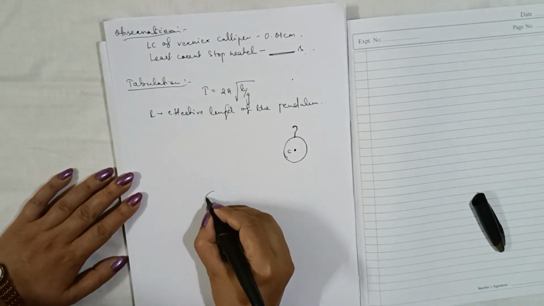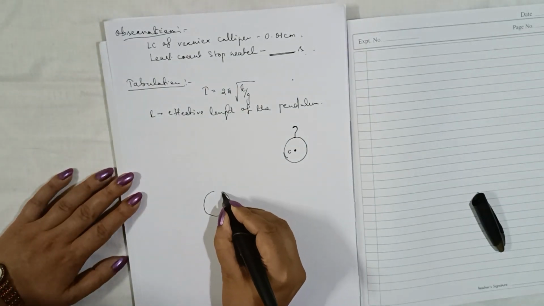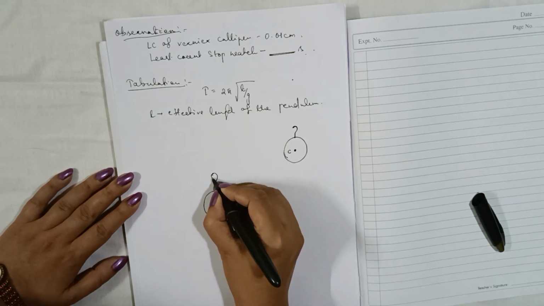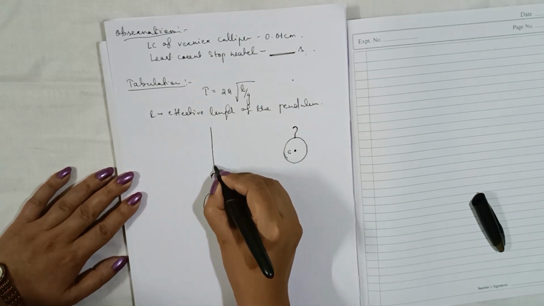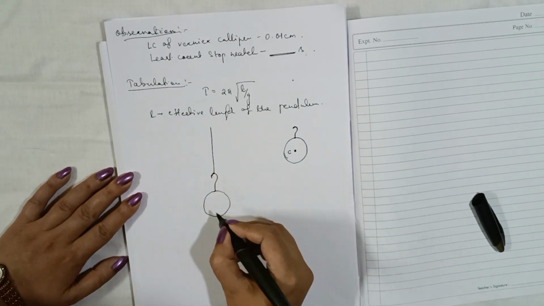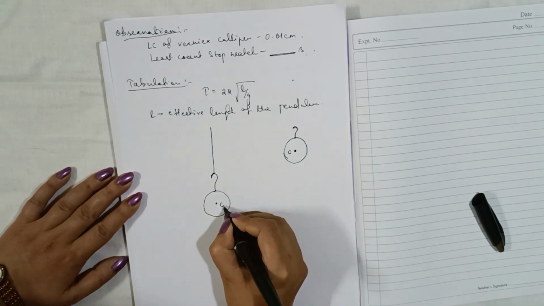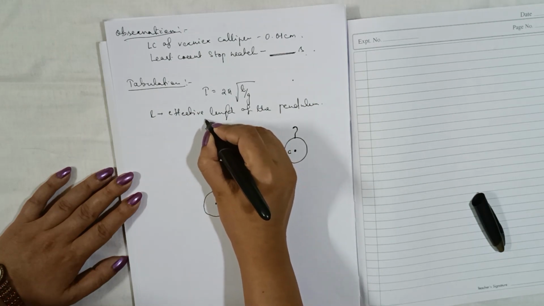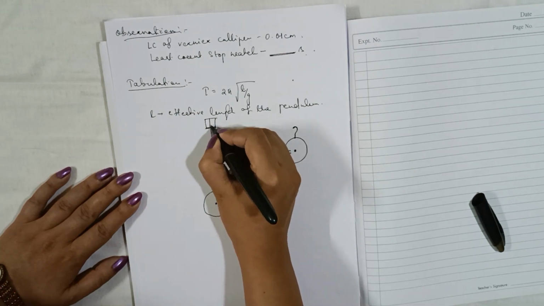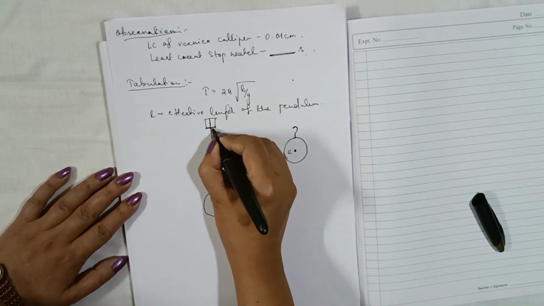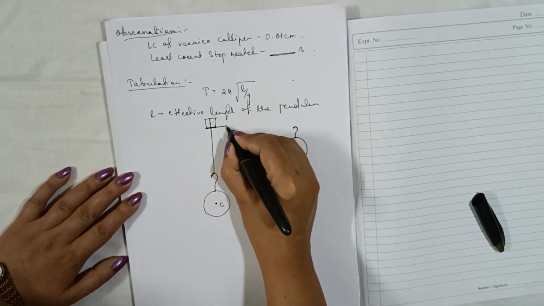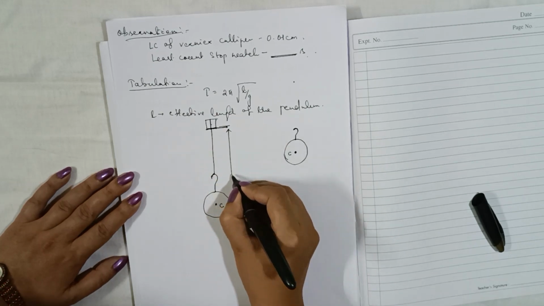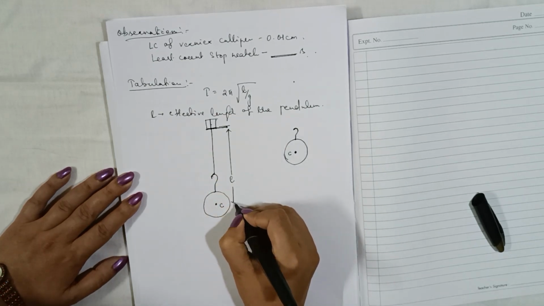Let me draw the diagram again. This is your pendulum attached with a hook. Then this is the wire, you can see. So the center of the pendulum is C, and up to the point of suspension. Point of suspension means, suppose I have attached a cork over here. Then up to this point, and this is called L, the effective length.